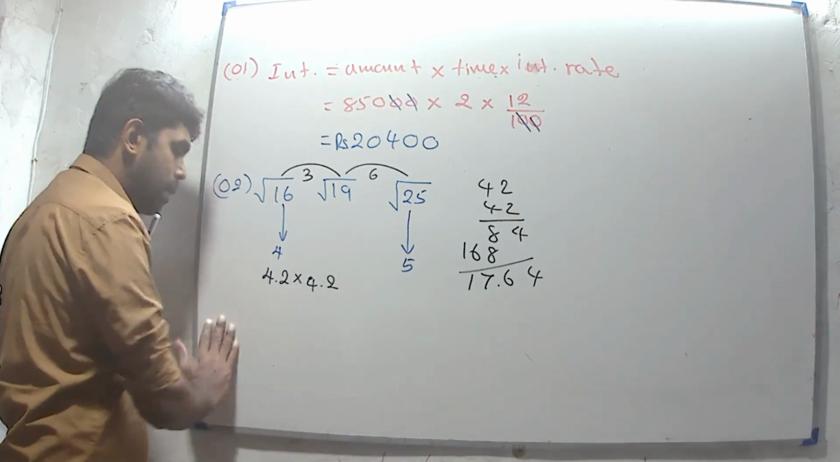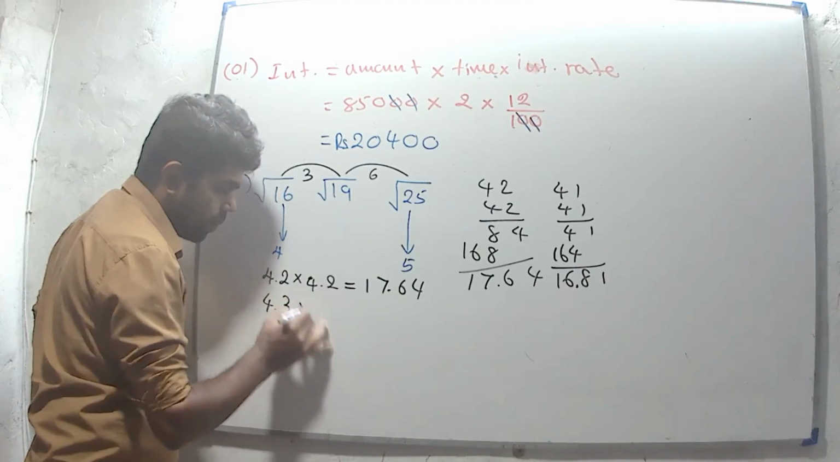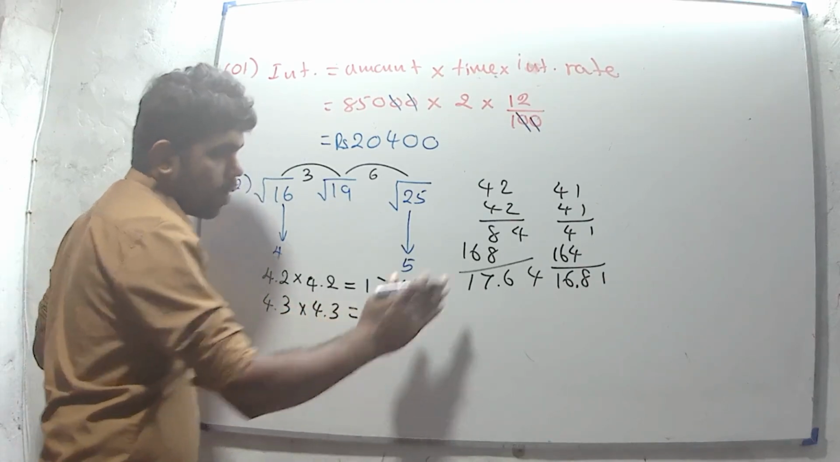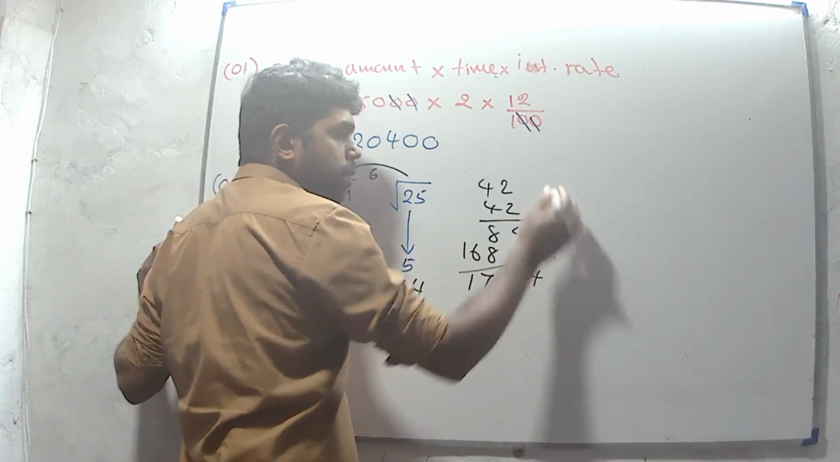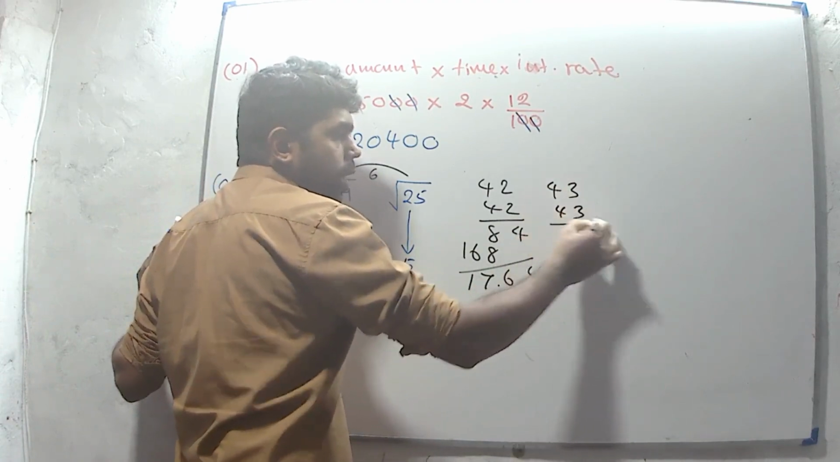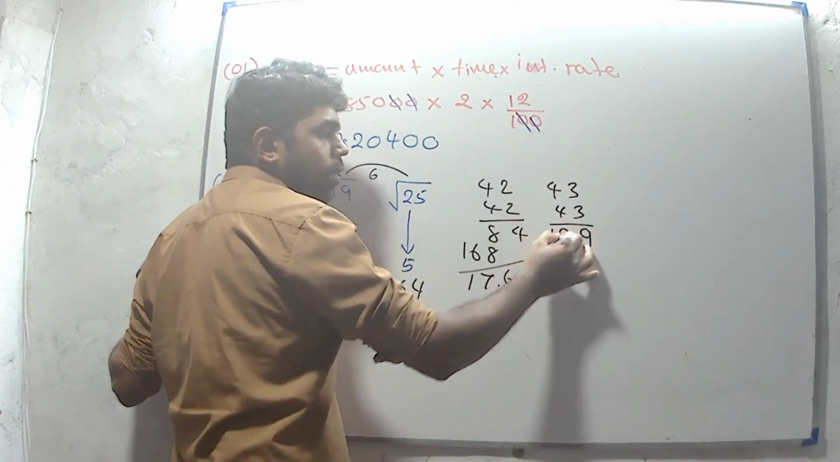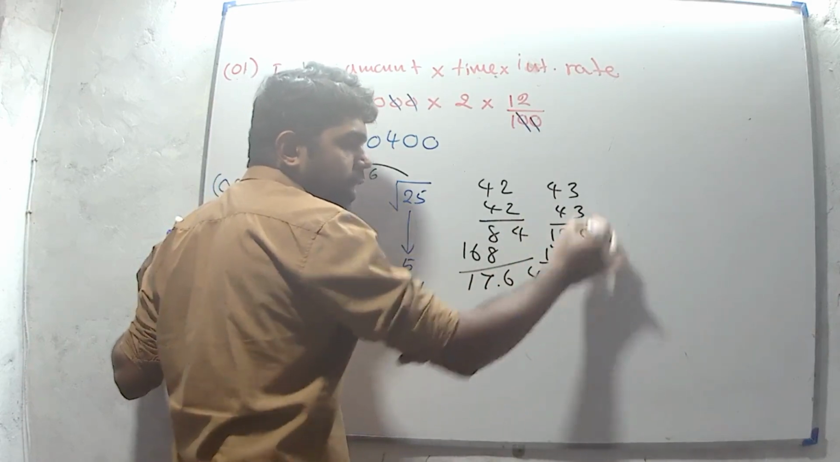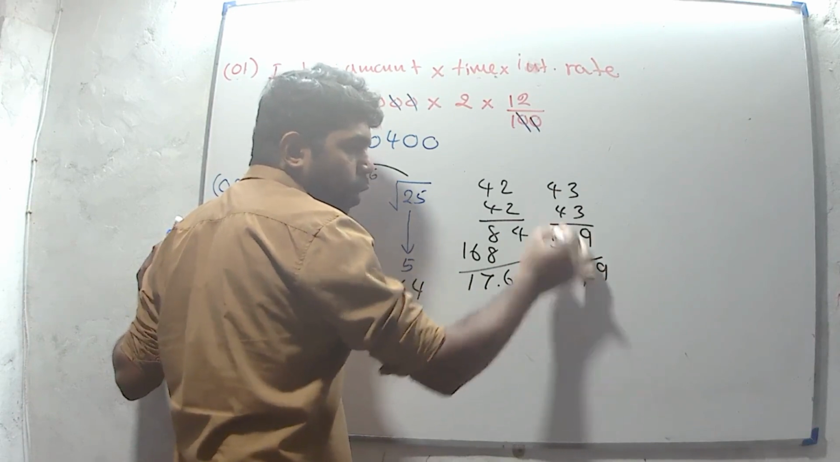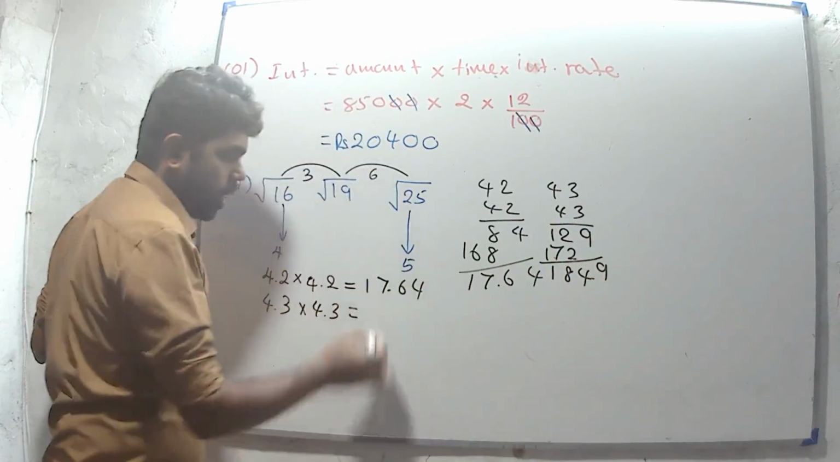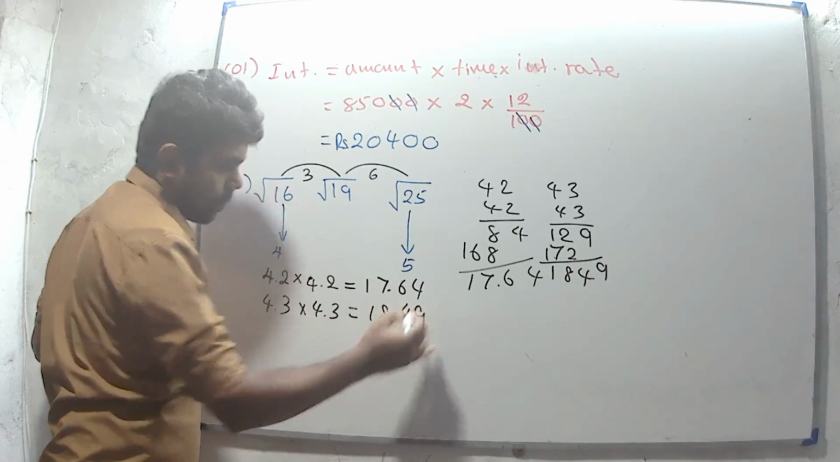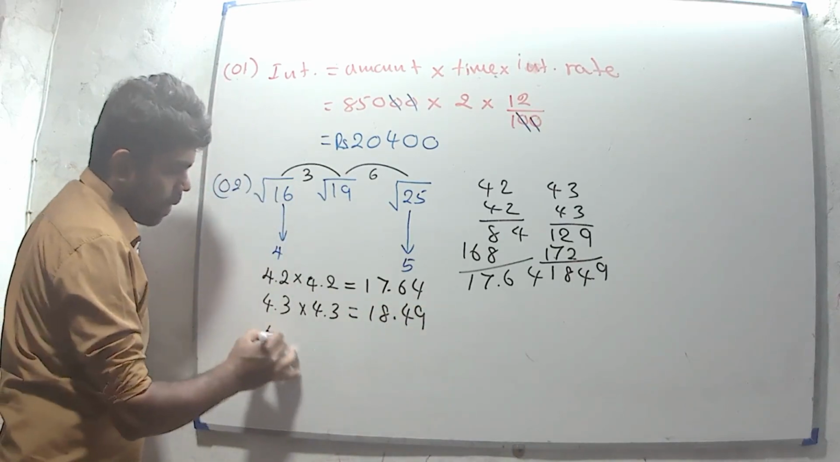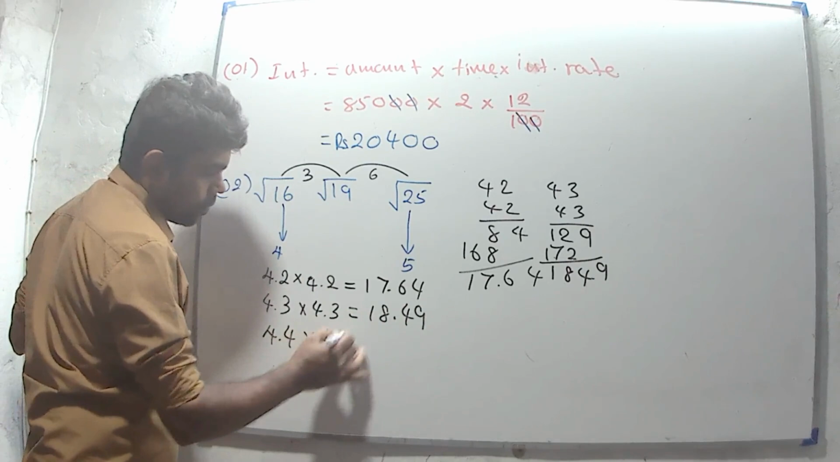Therefore, I will multiply 4.3. 4.3 into 4.3, 43 into 43: 3 into 3, 9, 3 into 4, 12, 4 into 3, 12, 1 remaining, 4 into 4, 16 plus 1, 17, 9, 4, 8, 1. It is 18.49. Then I will multiply 4.4 and 4.4.